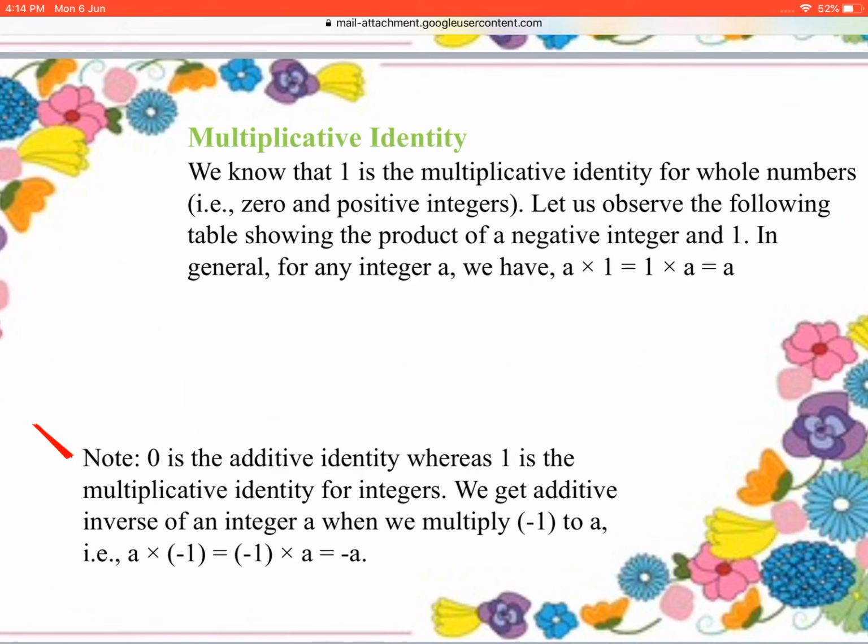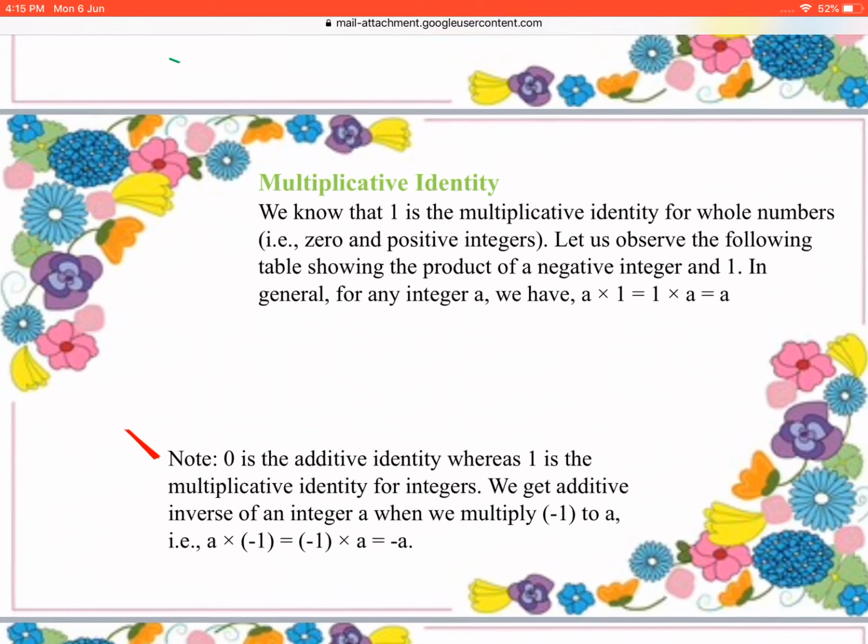We get additive inverse of any integer when we multiply -1 to any integer, right? So multiplicative identity, additive inverse and additive identity, these three things are totally different from each other. Okay, they are not same, and don't get confused. In additive identity we just have to add 0, in multiplicative identity we just have to multiply 1, and in additive inverse we just have to multiply -1, right?